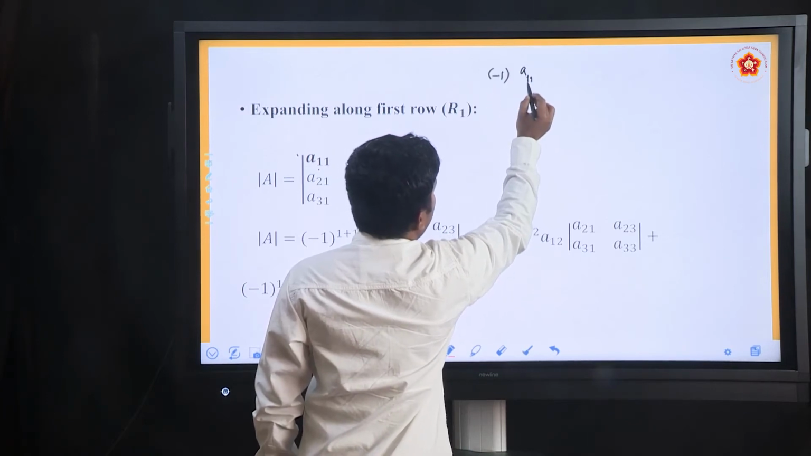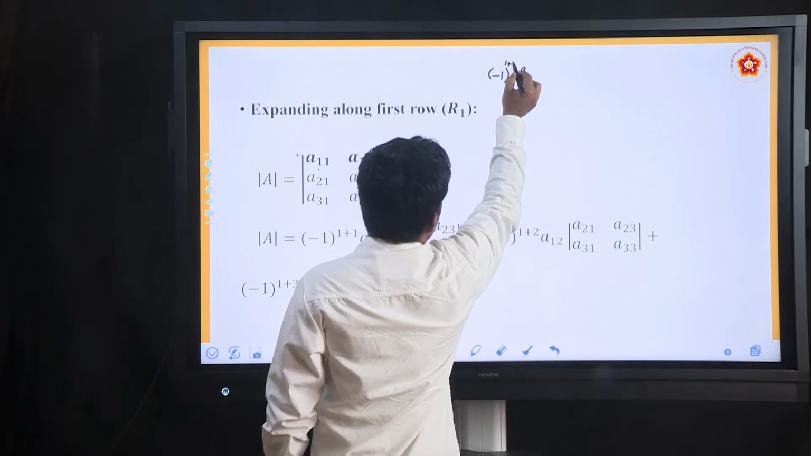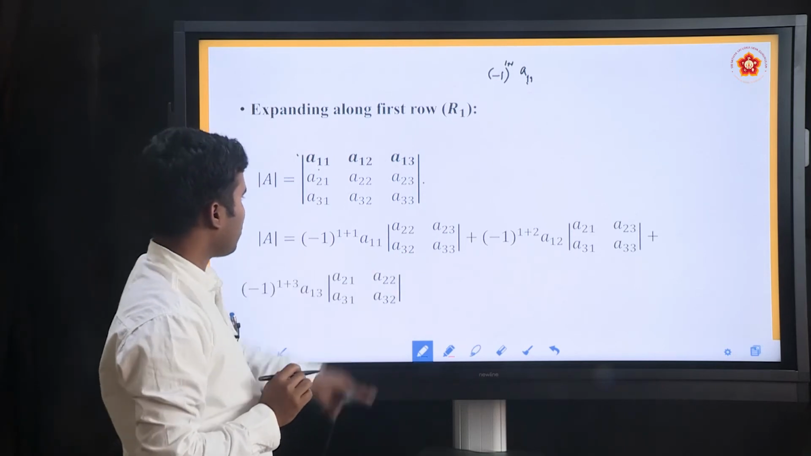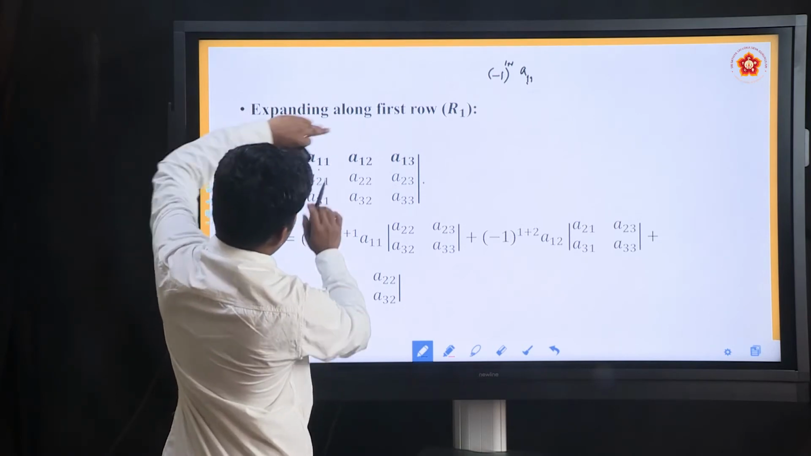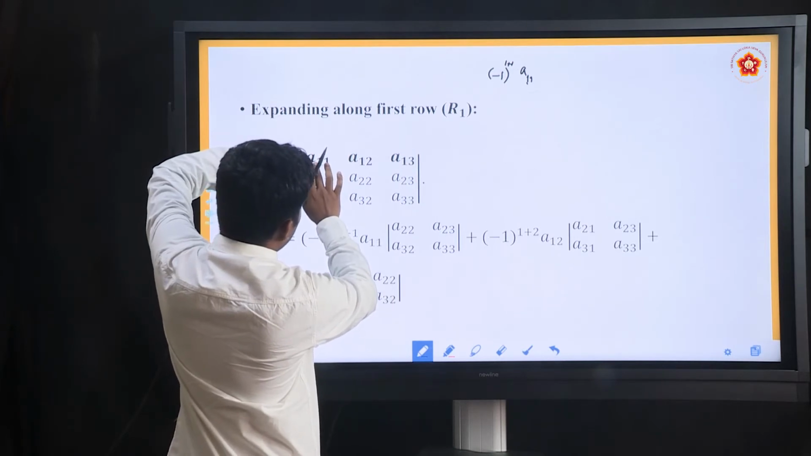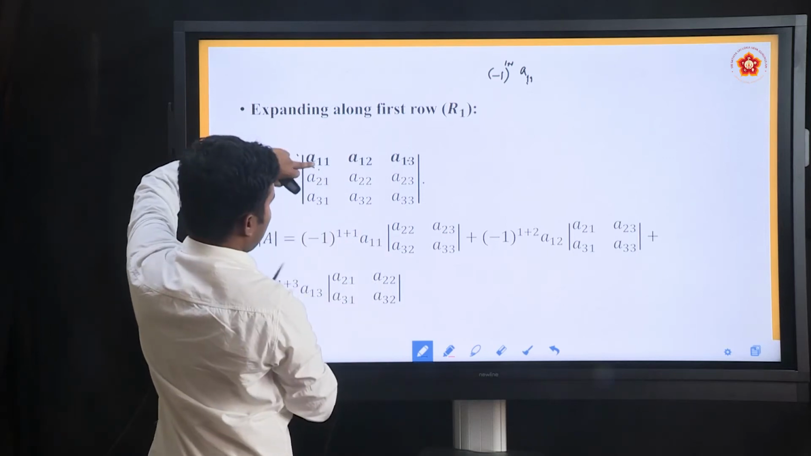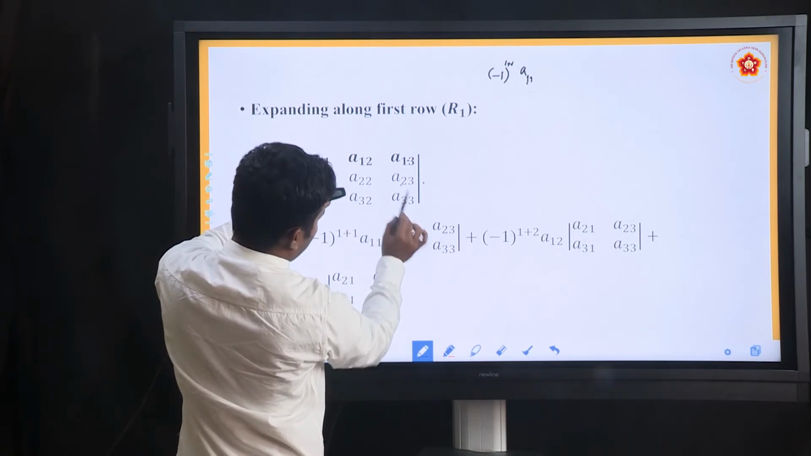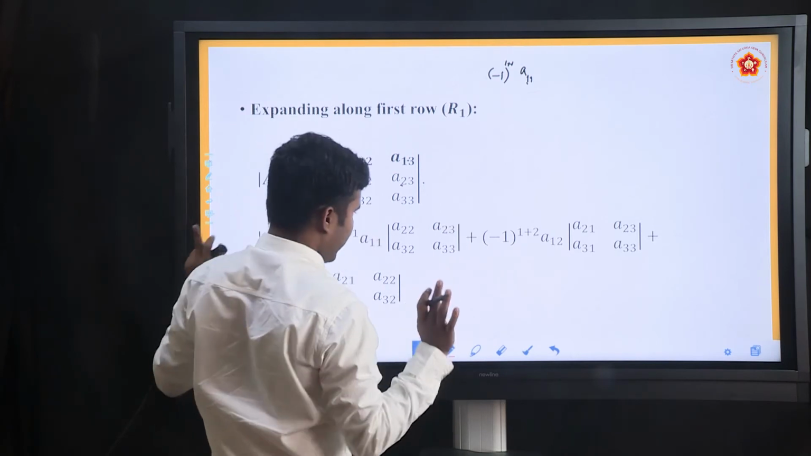to the power, see the suffixes of this one, that is first row, first column. And how you are going to have the determinant of order 2 is, you simply delete this, since we are expanding along R1. So, you forget about the R1 and the C1. So what are the elements we have is A22, A23, A32, A33. So you take that in the determinant form.